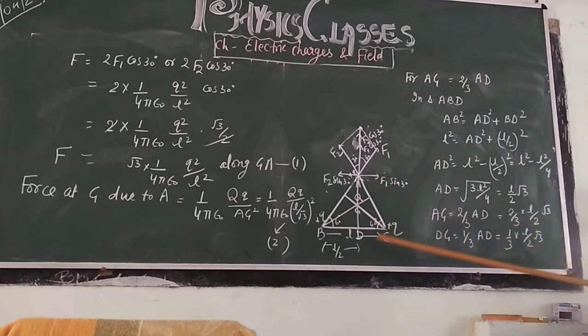The angle of the equilateral triangle is 60 degrees, but half of the angle is 30 degrees. Similarly, we can divide the components of F2. These are F2 sin 30 and F2 cos 30. F2 sin 30 and F1 sin 30 are both equal and opposite to each other. Therefore, they cancel each other.